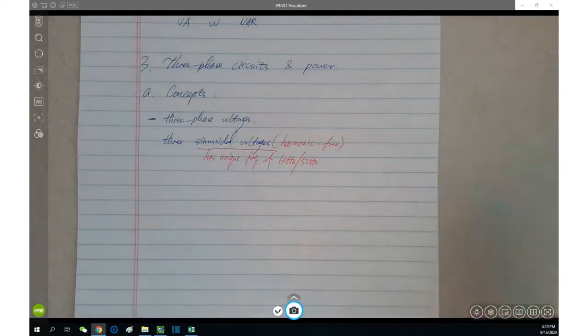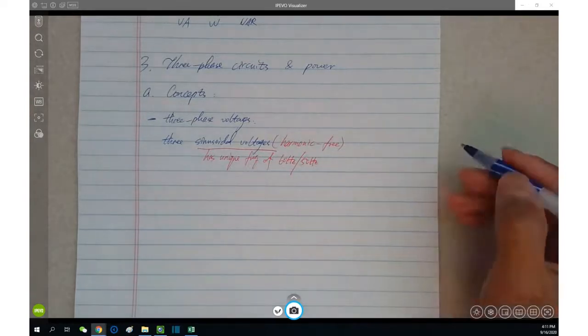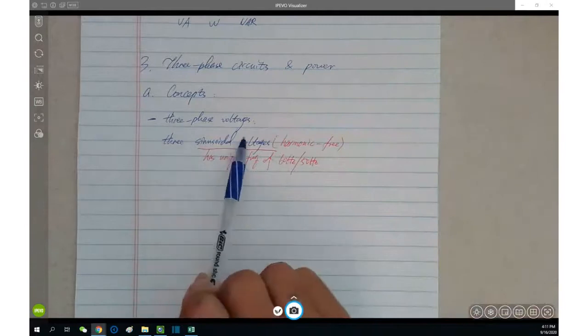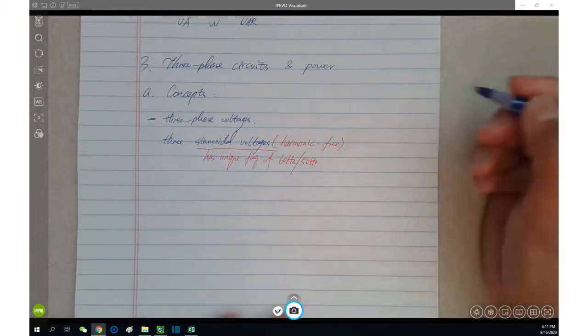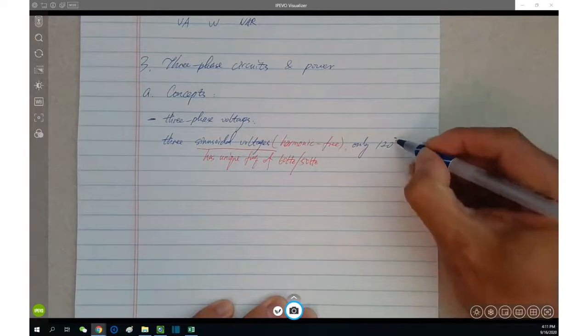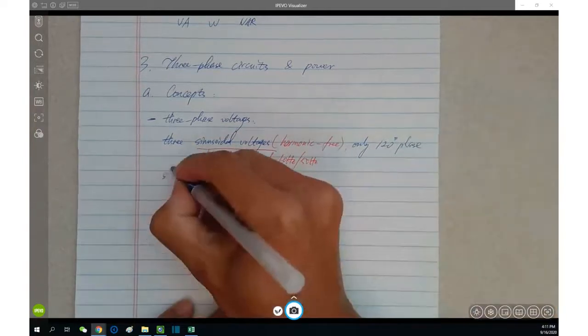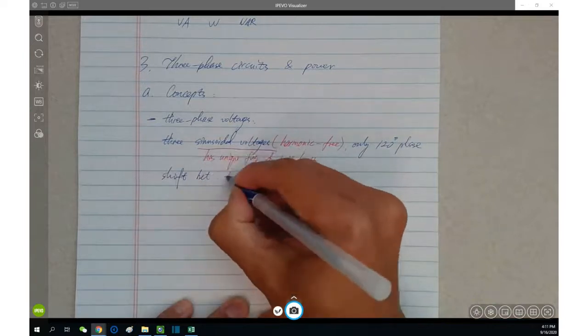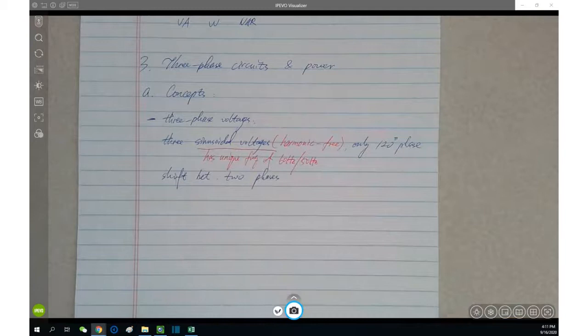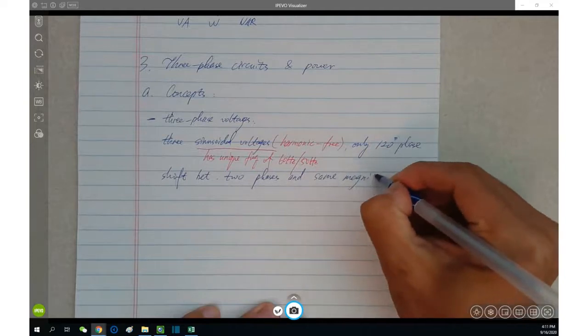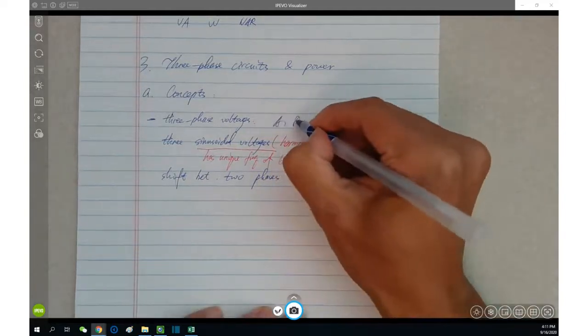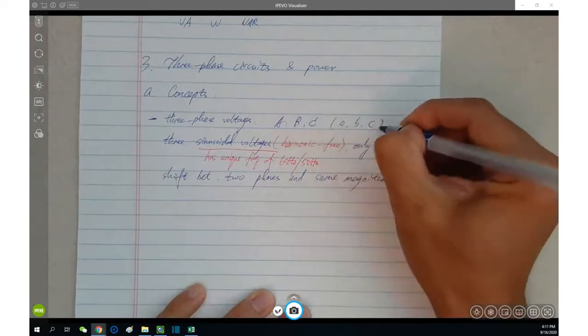So that frequency is the frequency we have in our voltage or current. And these three phase voltages, all of them are sinusoidal with fundamental frequency. And among them, a 120 degree phase shift between any two phases, and same magnitude. So the phases are phase A, B, and C, right? Or maybe lowercase a and b and c. Okay.